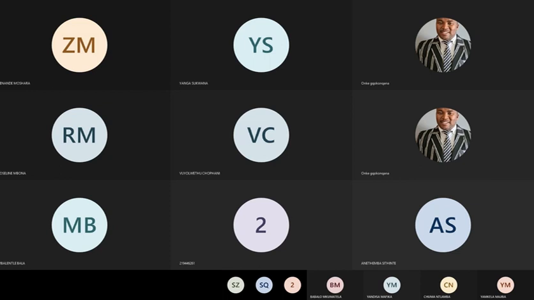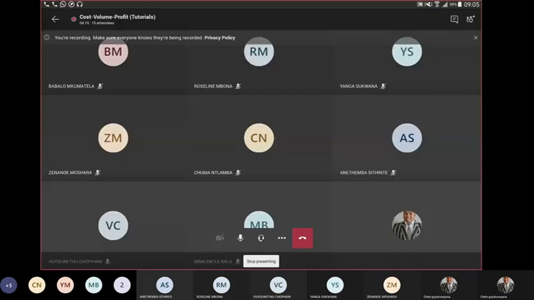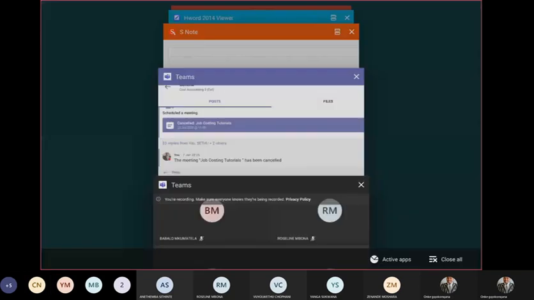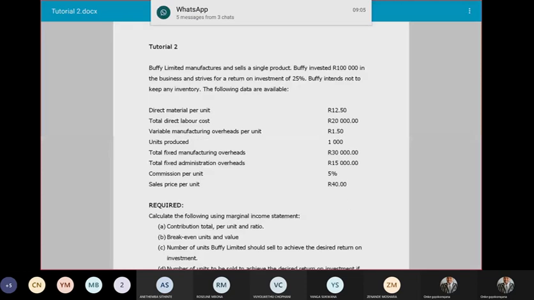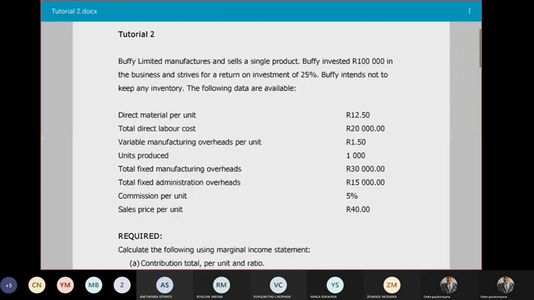I'm starting to share my screen. As I indicated in the WhatsApp message that I sent you, there are some additional questions that you can have a look at. So we will look at this second tutorial. Just expand it a bit. I hope you can see it. In fact, you do have it on your side as well.